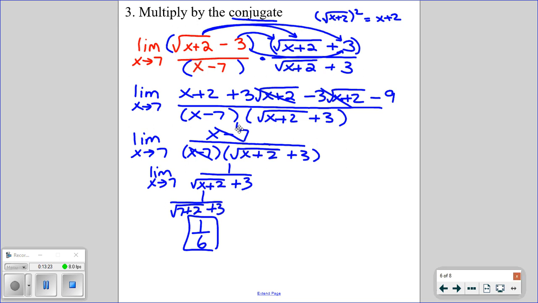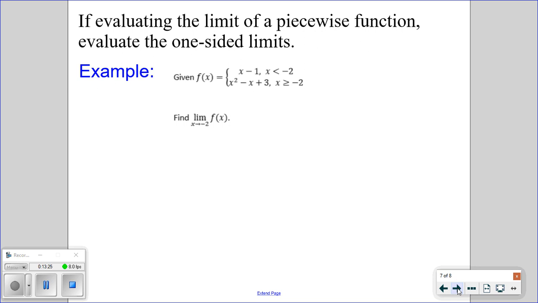Okay, you guys, the last thing we need to talk about are piecewise functions. Sometimes you're given a piecewise function. So anytime you're evaluating the limit of a piecewise function, you always want to evaluate the one-sided limits. So this would go back to the fact that the two-sided limit only exists if the one-sided limits are equal. Okay, so here's an example.